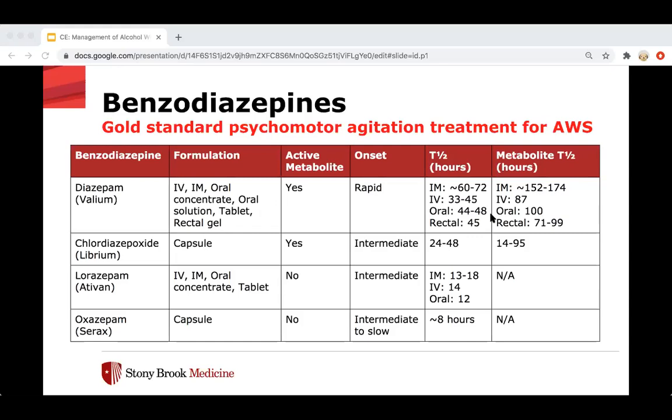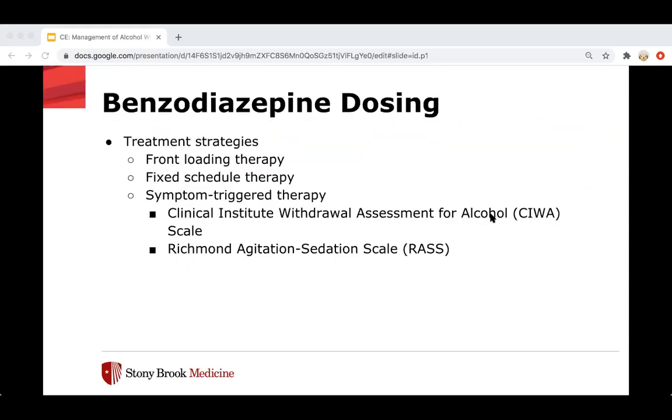So oral formulations are preferred for outpatient use. Sometimes alcohol withdrawal can be monitored in the outpatient setting if it's not as severe. That's when we would give more of an oral formulation. So this is just our benzodiazepines. There are different treatment strategies for the benzodiazepines.